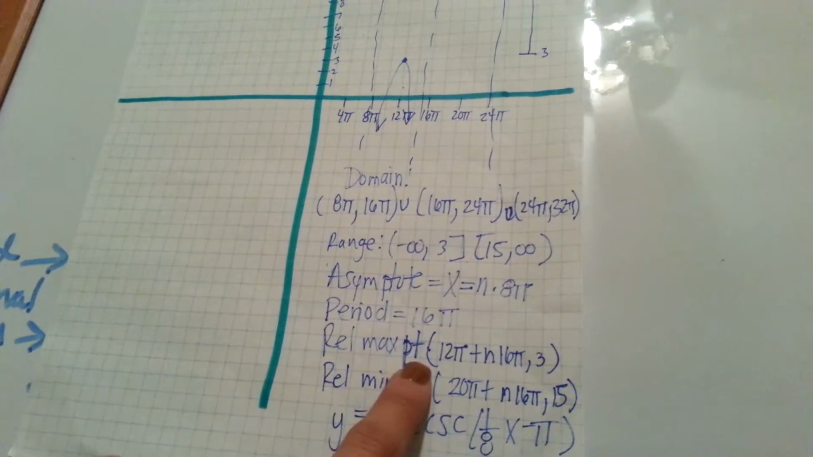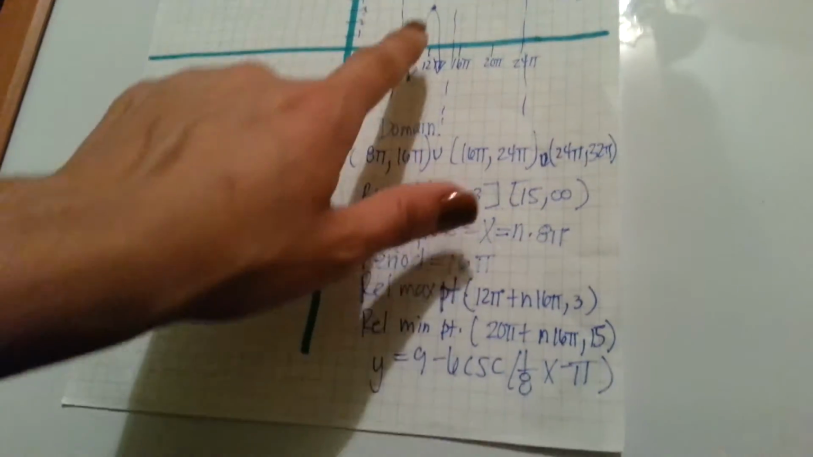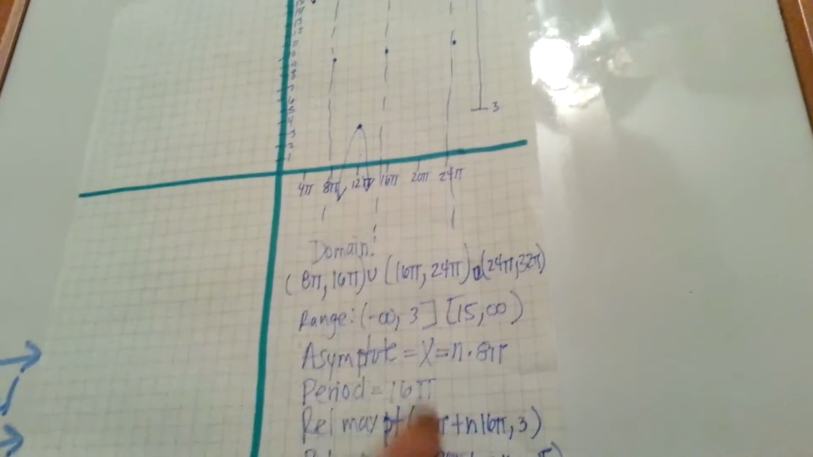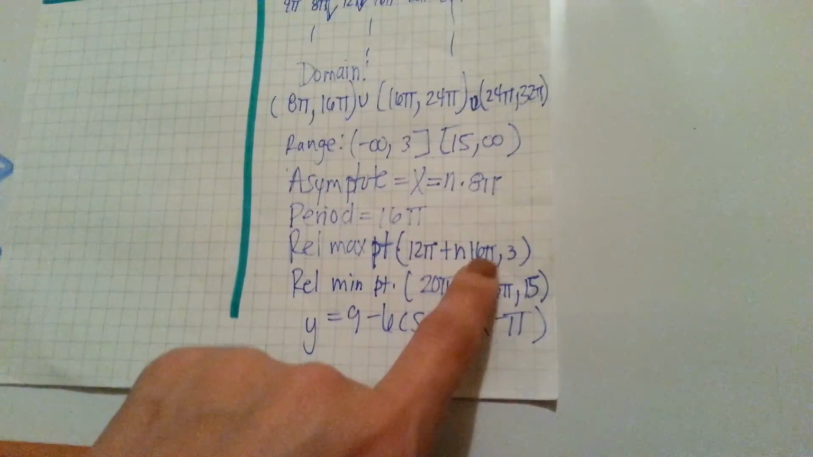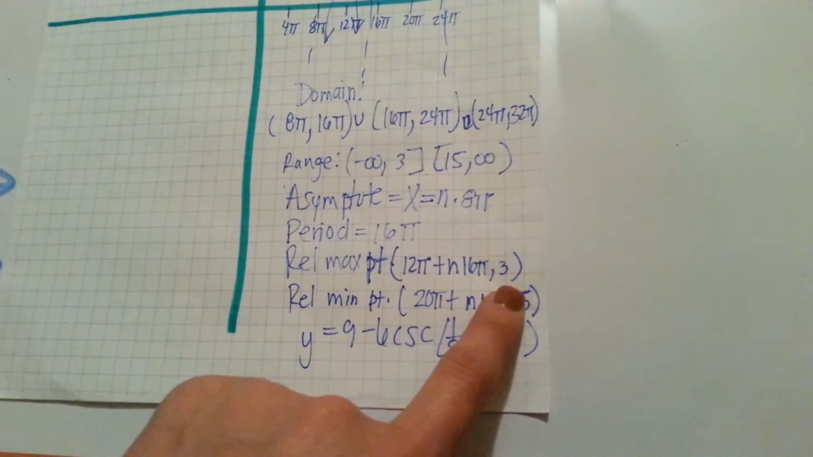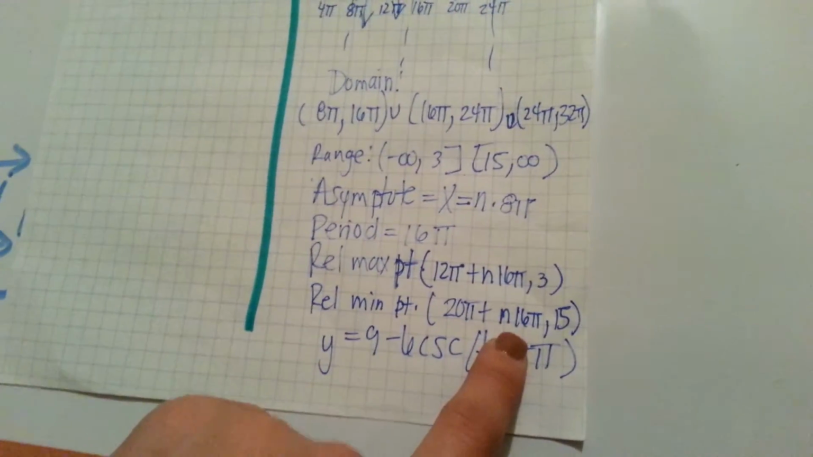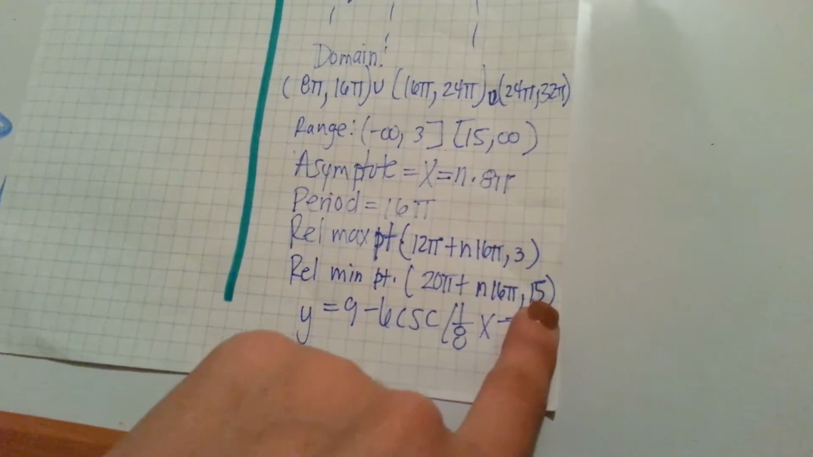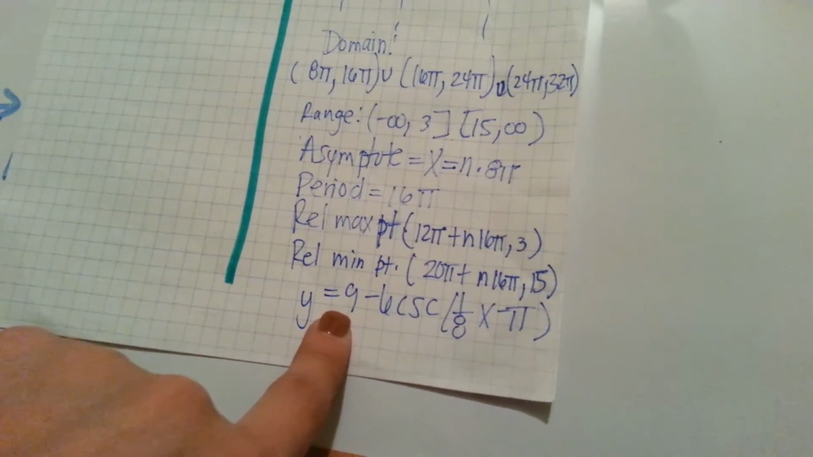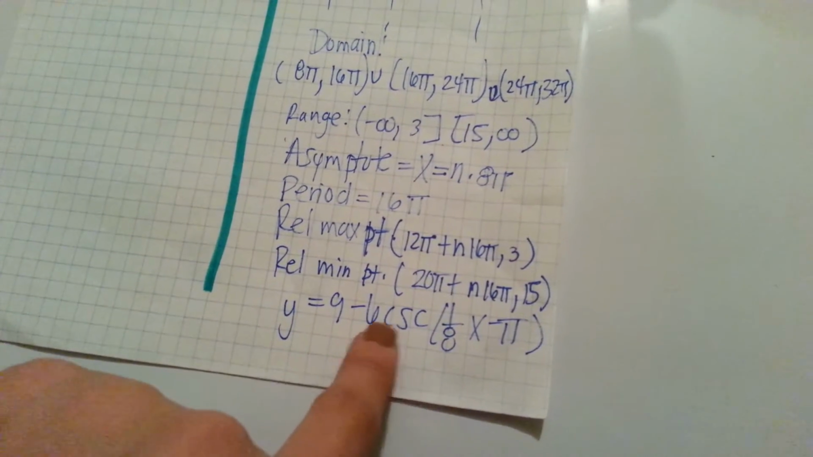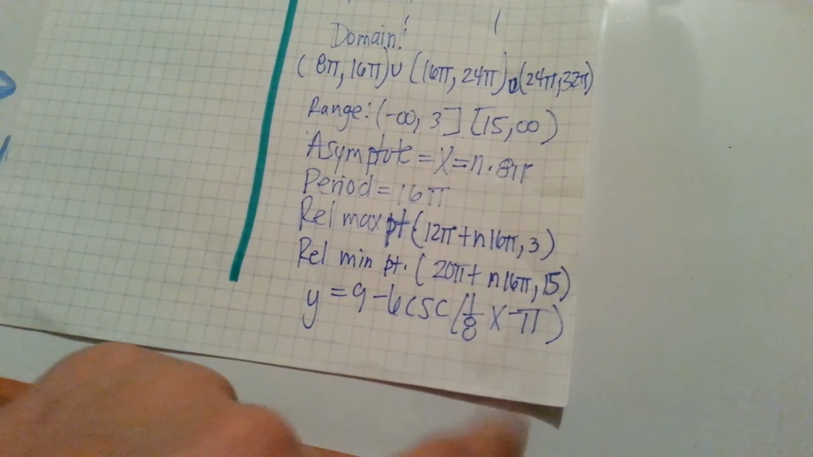Our relative maximum point is at 12 pi, because right here, this is our maximum, at 12 pi. It's at the 3, so it's going to be 12 pi plus n times the period, and 3. And the relative min, as looked up here, we have it under the 20 pi, so look at it under 15. So we're going to do 12 pi plus n times the period, which is 16 pi, and 15. So this concludes the function. This concludes the lesson for y equals 9 minus 6 cosecant 1/8 x minus pi.